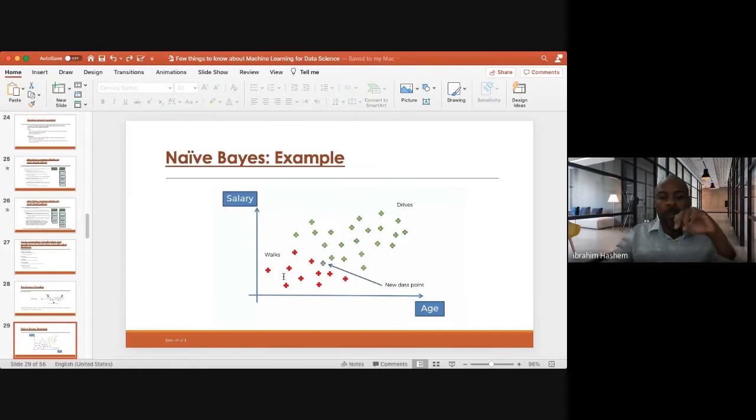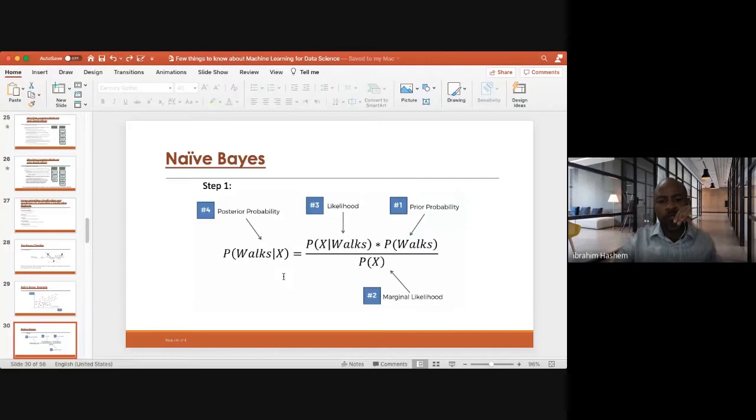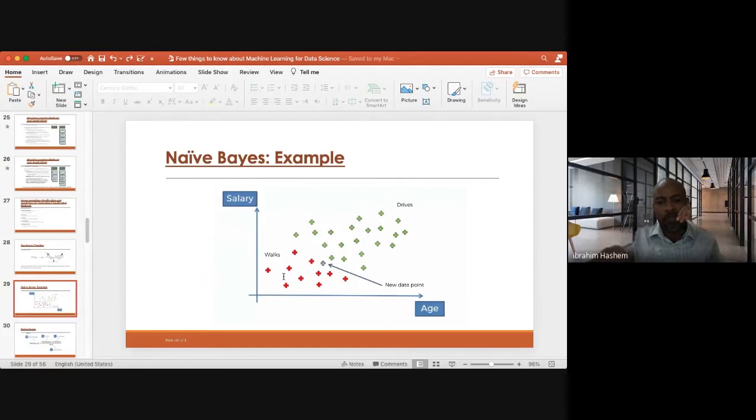The gray one is the new data point, meaning the new observation. Someone comes with a salary and age. We know his salary and we know his age. We want to know whether this person most likely will drive or will walk. So what we want to do first is calculate the posterior probability, the likelihood, and the prior probability, for both drive and walks, and then we can compare to see whether this person belongs to the green or to the red.